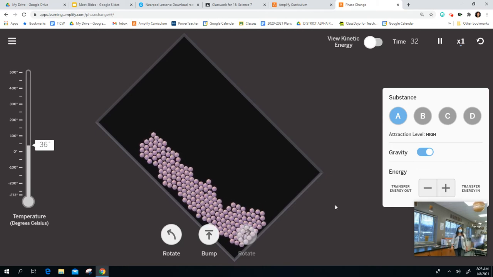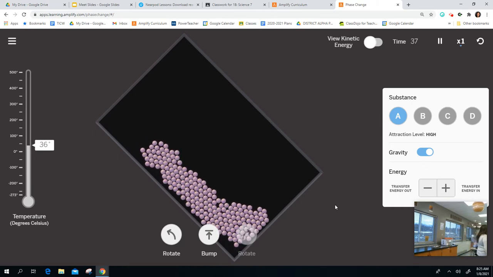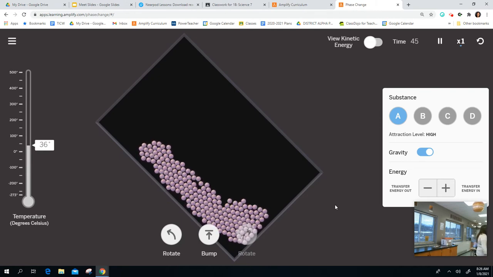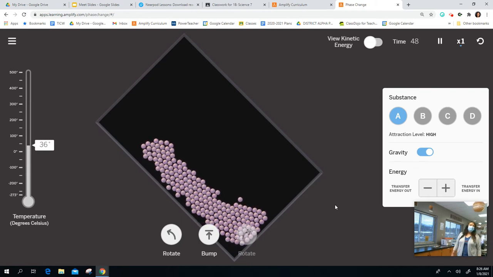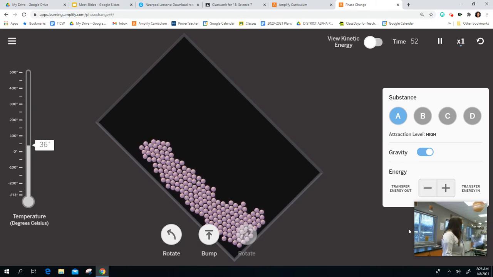So remember, you had three key concepts, and they're on the backboard. A solid holds its shape. A gas has no visible shape and fills the container. And a liquid flows and can take the shape of the container. So of those three, what do you think these molecules are doing?